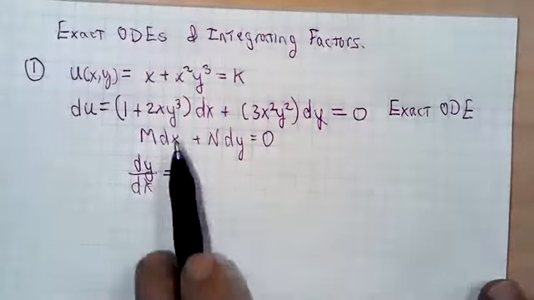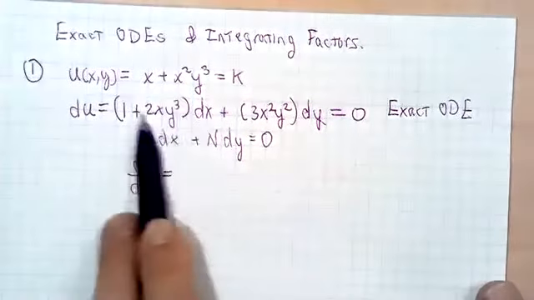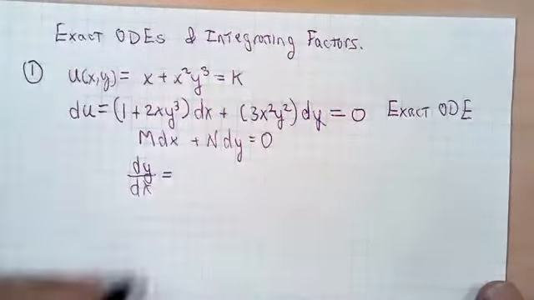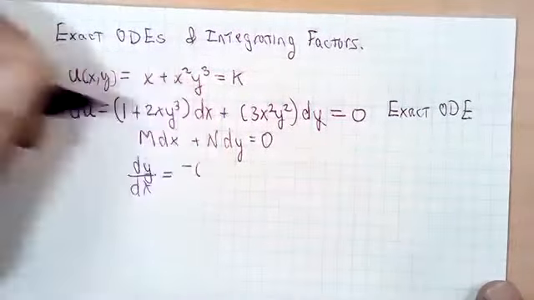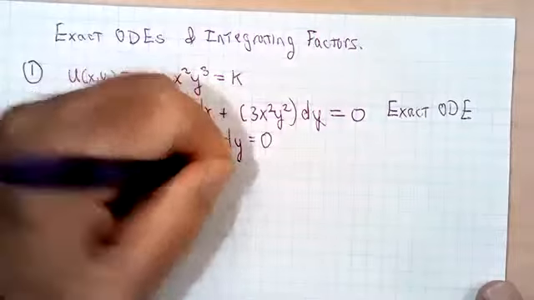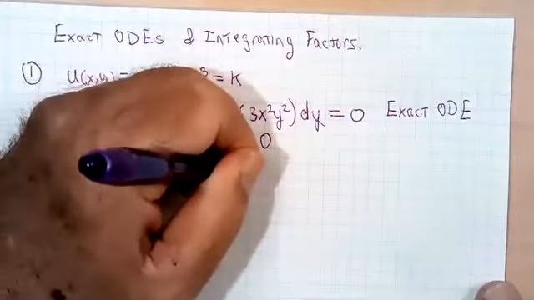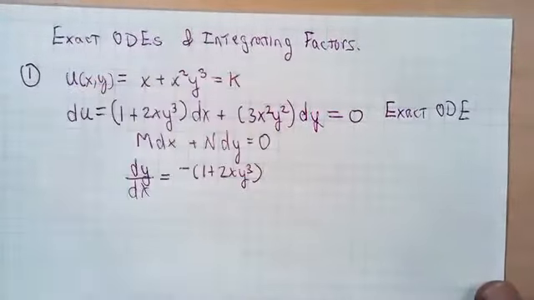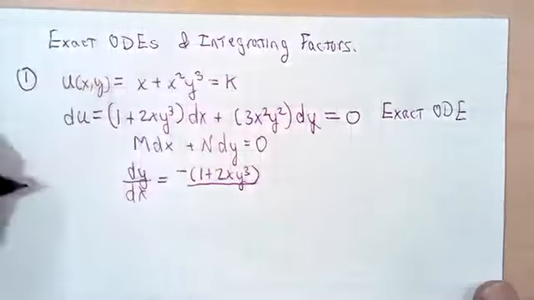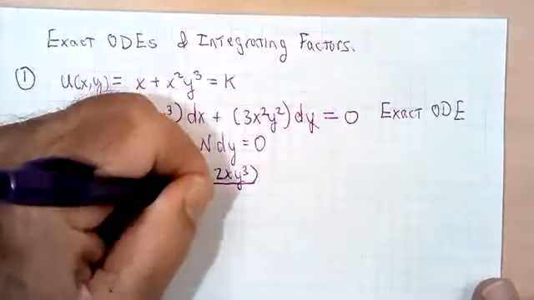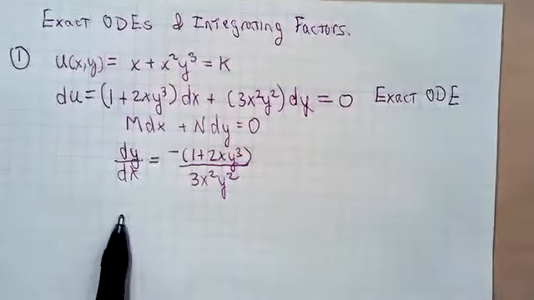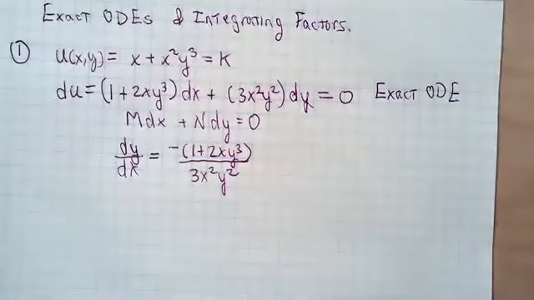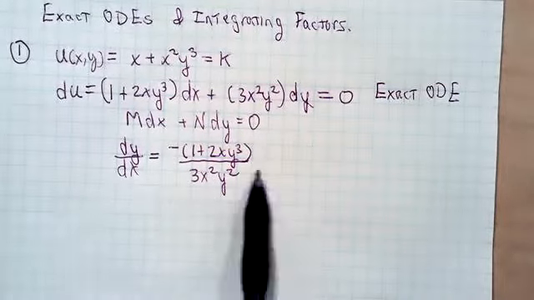And that would mean you push this dx term over to the other side, and then you divide through by the coefficient of dy. So you have minus the quantity 1 plus 2xy cubed over 3x squared y squared. So if you were just to come across the differential equation in an application, it would probably be in this form here.